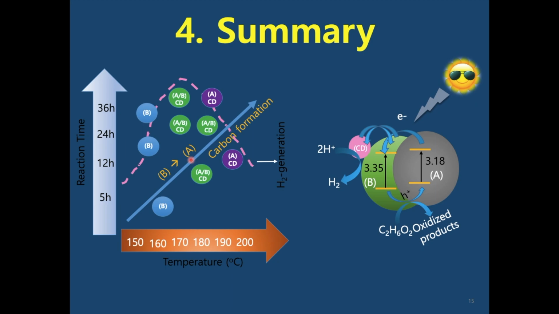So let me summarize what I have done so far. In the thermal method, we are able to produce pure B phase. We are also able to produce a multi-component of anatase, B phase, and carbon dot, and the composite structure of pure anatase and carbon dot by controlling the reaction time and reaction temperature. The multi-component catalyst shows the highest photocatalytic reaction for hydrogen generation due to the effective charge separation of the anatase B phase heterojunction and anatase B phase carbon dot.